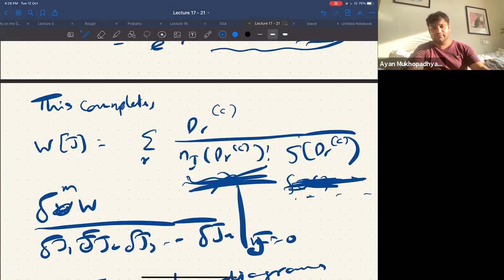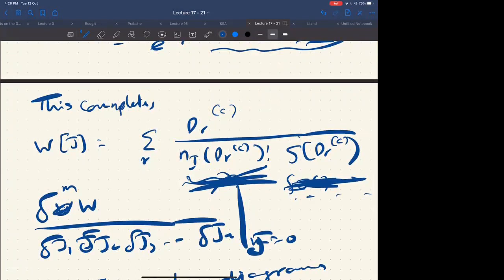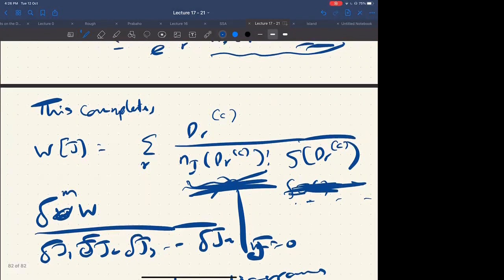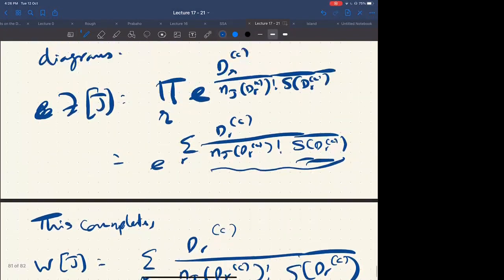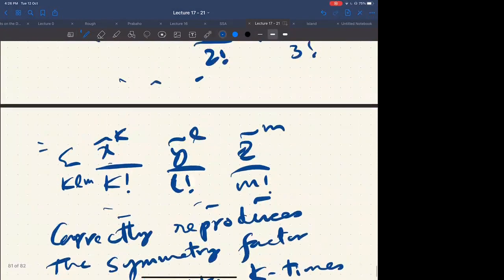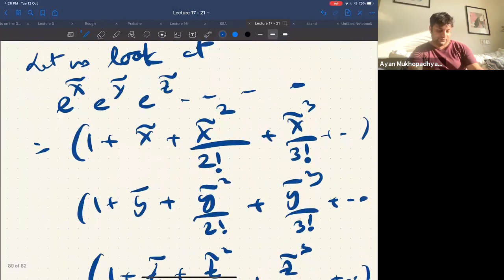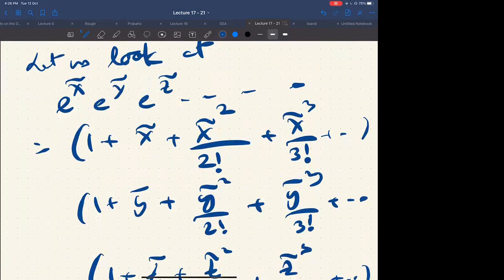generative functional? I have a doubt in the previous step, after the exponent of x tilde into exponent of y tilde, can you show that part once? Yeah. Okay. So you're expanding the exponents and then you're generalizing it in the next line.